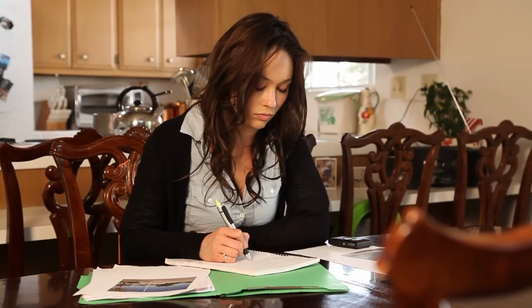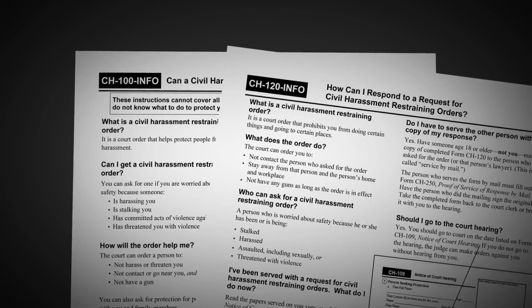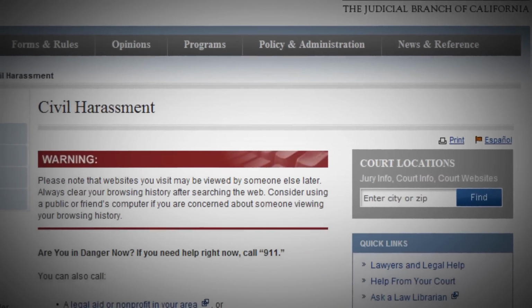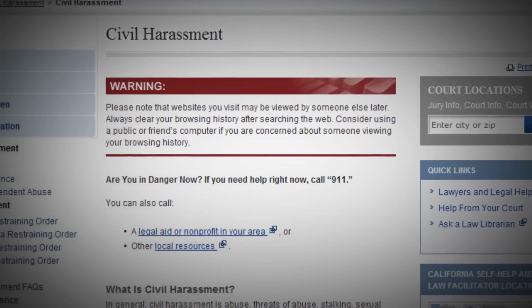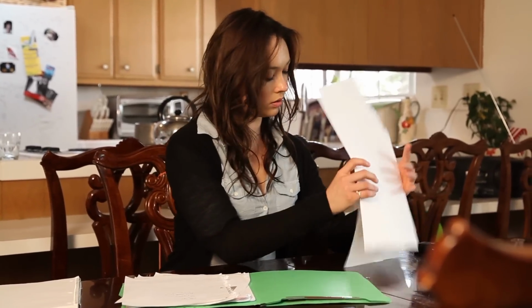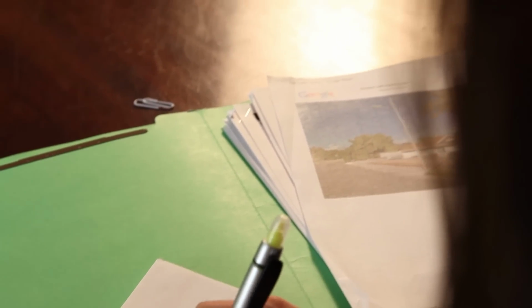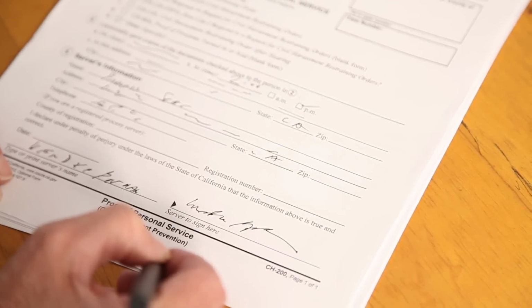To prepare, be sure to read Form CH-100 Info, Form CH-120 Info, and other materials that explain the civil harassment law and procedures. Talk to a lawyer or a self-help center if possible. Gather any evidence about the claimed harassment, such as letters, emails, photographs, police reports, and medical records. Talk to any witnesses. Have subpoenas served on those you want to testify or bring evidence to your hearing unless you are sure they will come voluntarily.